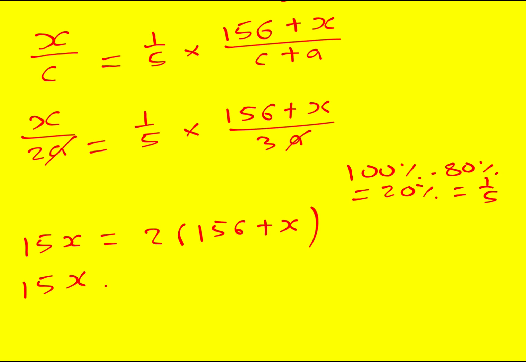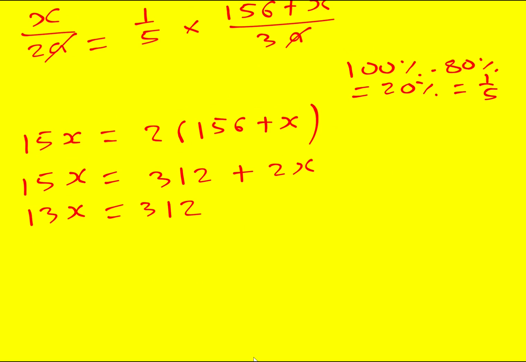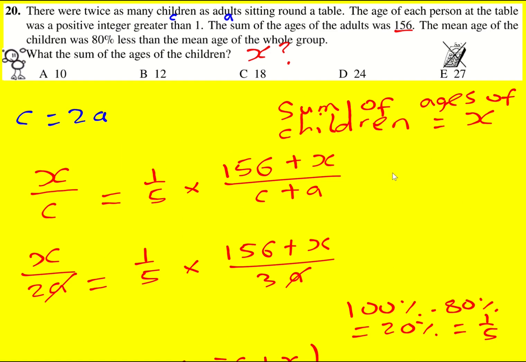So that means 15X is going to be 2 times 156, which is 312, plus 2X. So 13X is going to be 312. And it must be that 13 goes into 312. So I do a short division. 13 times 2 is 26. So it's going to be 2, remainder 5. 13 times 4 is 52. So the sum of the ages of the children is 24.